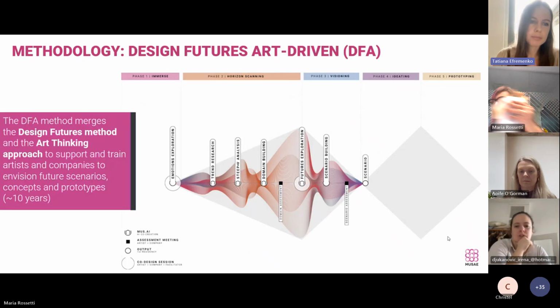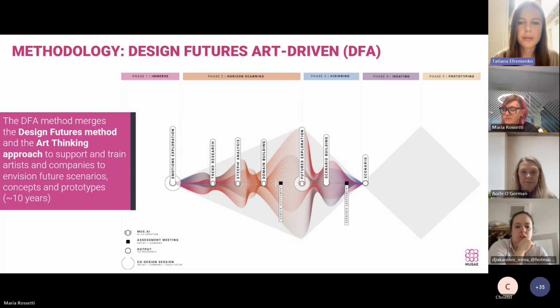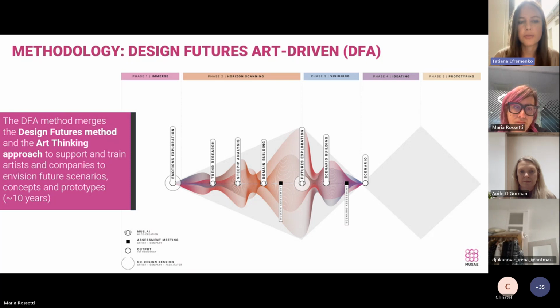Next slide, please. And so in the project, we're also developing and testing the method, which is called the Design Futures Art-Driven method, which will be one of the main components of the factory model. As you can see here, it merges two approaches, the Design Futures method with art thinking. The whole idea of this method that we are testing, improving and refining now is to support and train artists and companies to envision future scenarios, concepts, and prototypes in a time span of 5-10 years.